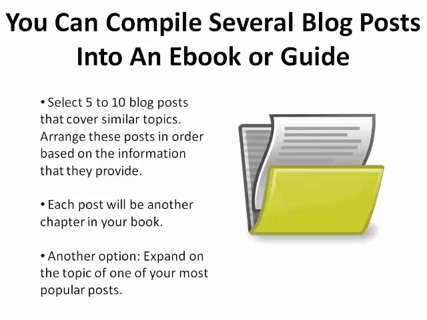The other option for recycling old content is to compile several old blog posts into an ebook or guide. For this step, you simply need to select 5 or 10 blog posts that cover similar topics. Arrange these posts in order based on the information that they provide. Each post is a different chapter in your ebook. Another option is to expand on the topic of one of your most popular posts.